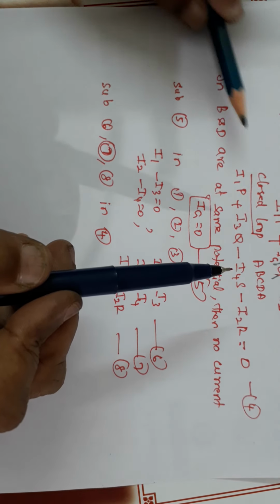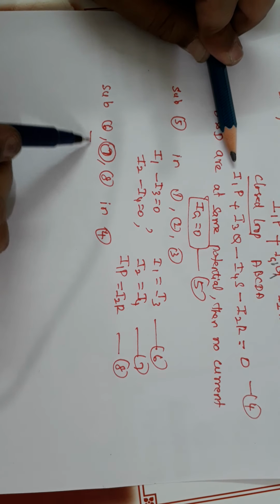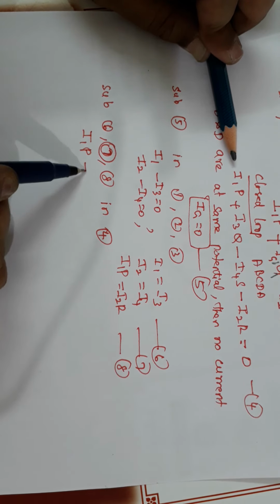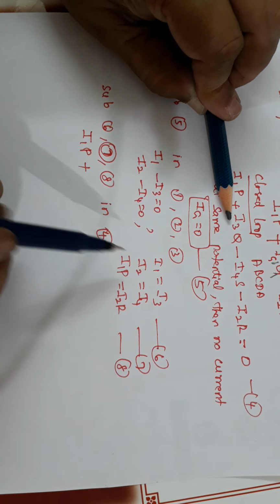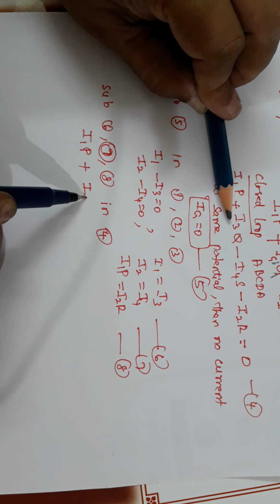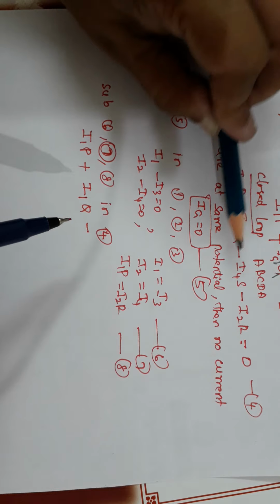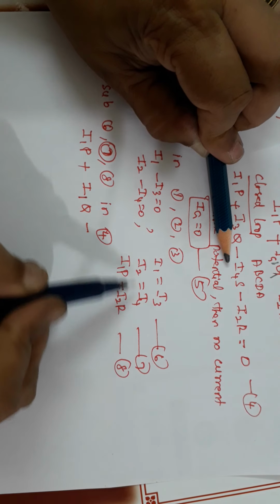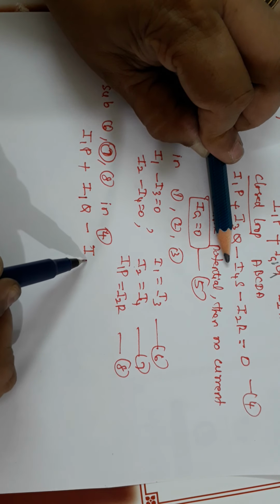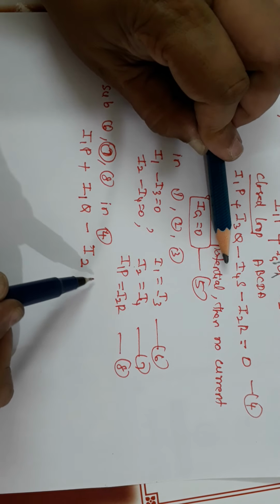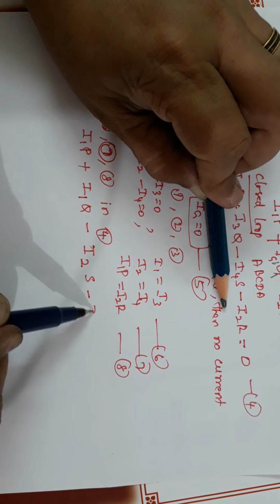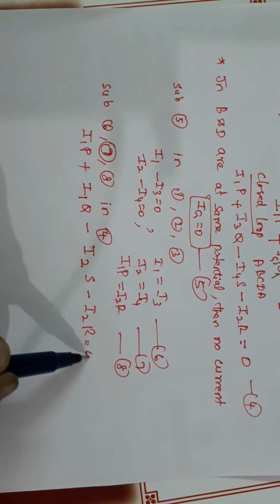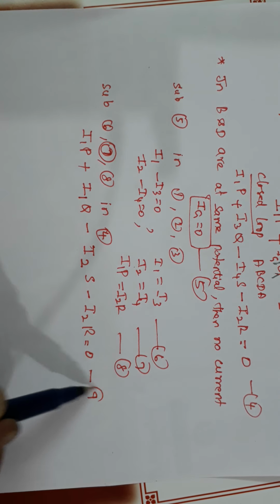So what can you write? Here I1P as such, plus instead of I3Q, instead of I3 you can substitute I1 right here. So I1Q, minus I4. I4 can be written as I2. Instead of I4 you write I2, minus here already I2 as such, is equal to 0. Let it be equation 9.